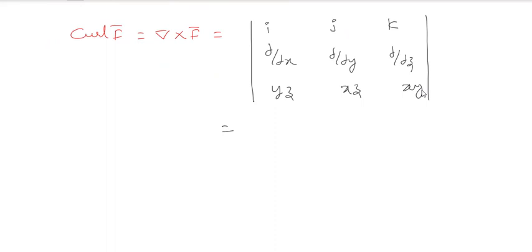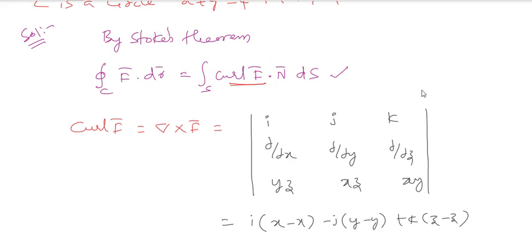Calculate this. You will have it as i into x minus x, j into y minus y, plus k into z minus z. So curl F bar is equivalent to what? 0. So what is this? From equation 1, what you will have it as?